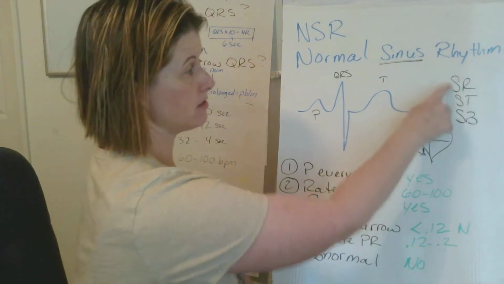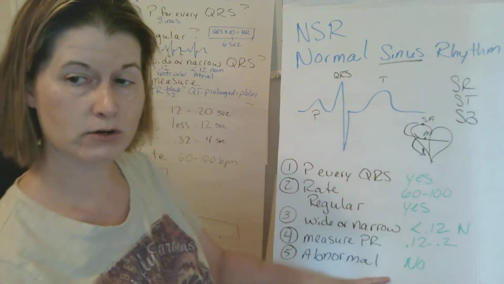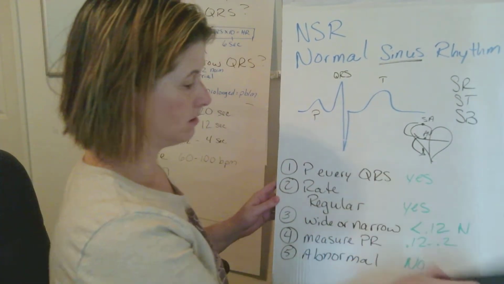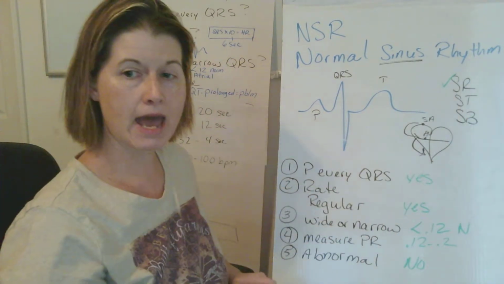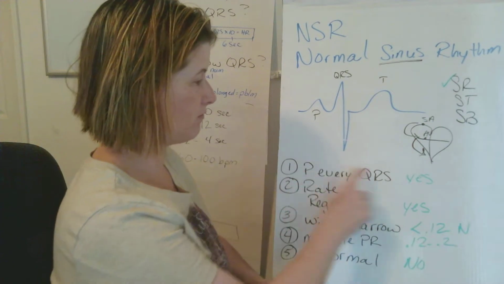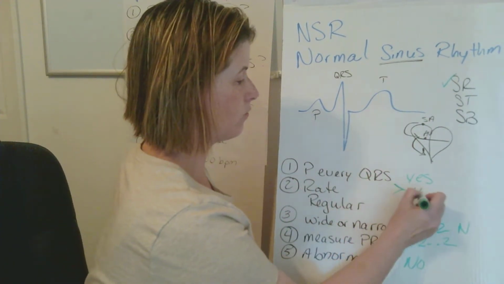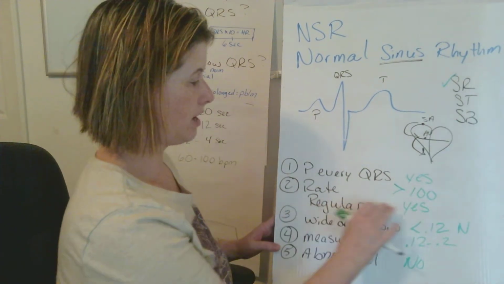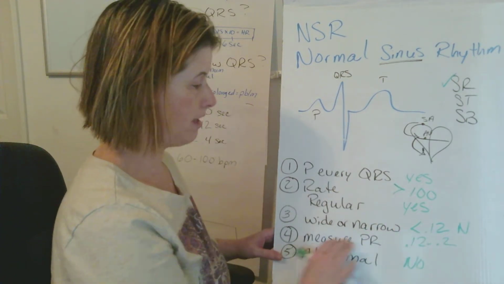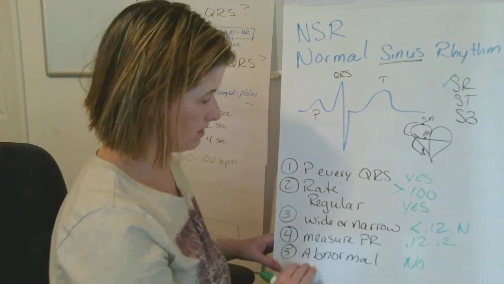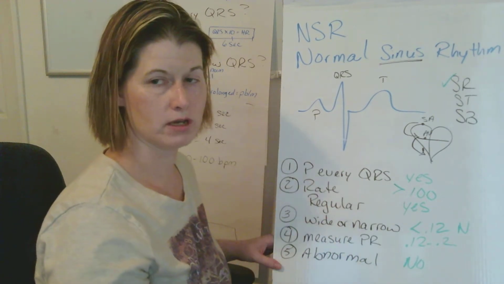Now, we also have these other ones here. We have sinus tach and sinus brady. All the criteria are the same except the rate. So for sinus tach, you have a P for every QRS. Your rate, though, is greater than 100. I have a regular rate. I have a narrow QRS, less than 0.12. My PR is normal, and I do not have abnormal beats. Then I would say I have sinus tachycardia.